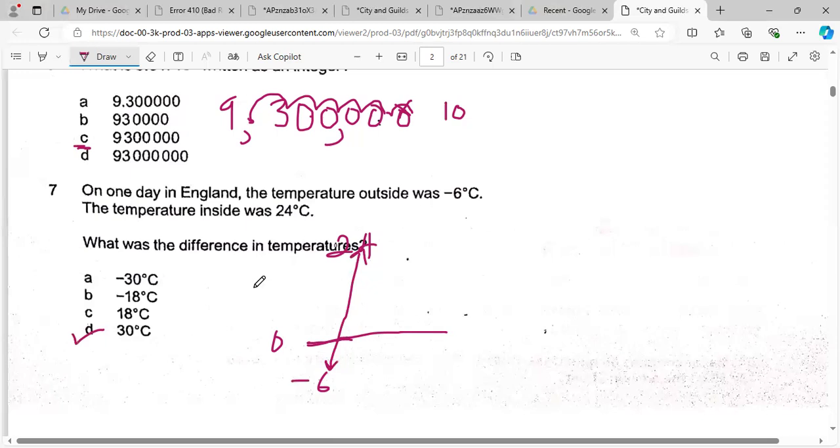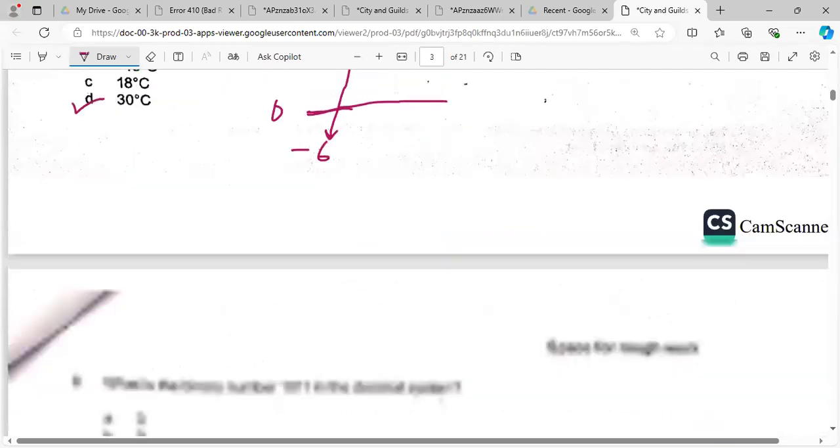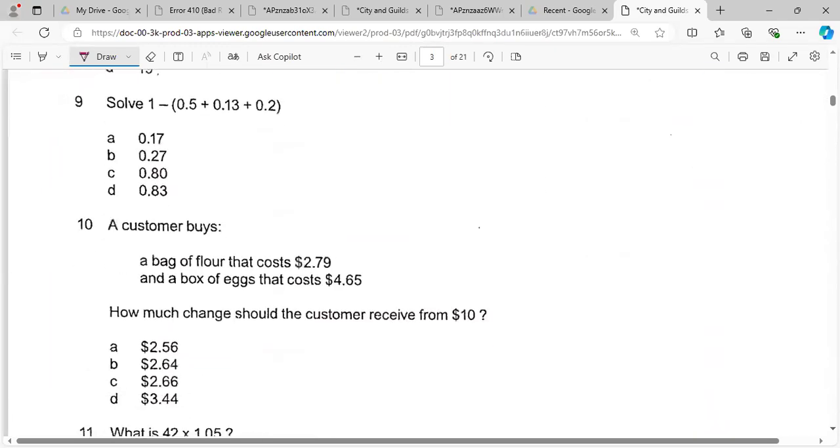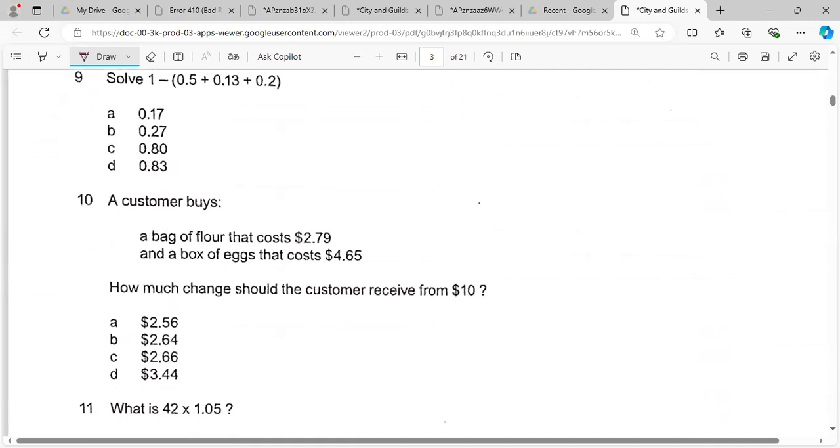Alright, I know people might say -18 or +18 because they are thinking -6 plus 24. But it's not really that. You just want the distance. Remember, temperature has to do with how cool it is or how hot it is, right? So this is really cold and this is hot. So they want the difference. And the difference between the two temperatures is 30. Right, let's move on to number 8. We're going to skip number 8. Go ahead and do number 9, 10, and 11.